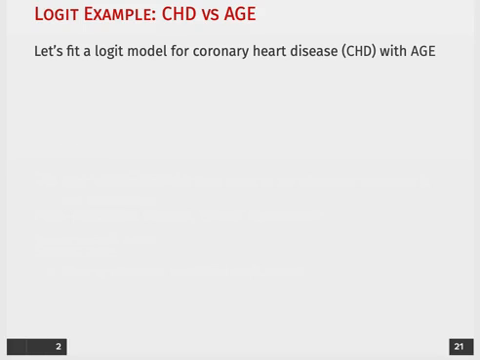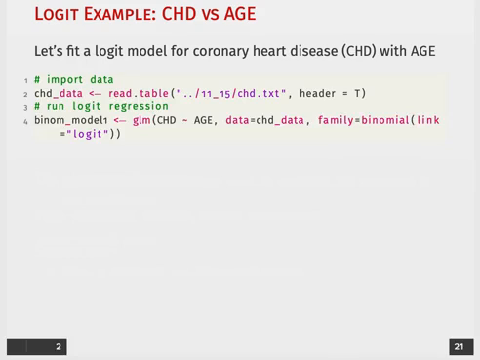To start, I just want to remind you of the example that we used from last time, where our outcome of interest was CHD, or coronary heart disease, and the main predictor was age. As a reminder, here is how we imported the data into R, and here I'm running my logit model where CHD is the outcome, age is the primary predictor, and the CHD data is my main data frame. Remember, the family of regression models that I'm choosing from is the binomial with a logit link.